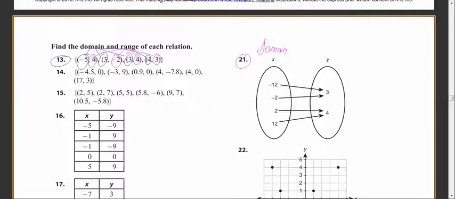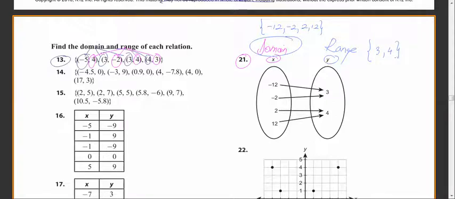Problem number 21, right? This is the domain, your x's, and then you'll have your range. The corresponding values for your diagrams here. And if you want, you can see your domain is the set with the elements what? -12, -2, 2, and 12, right? This will make your domain. And the range will be the set with the elements 3 and 4 only.